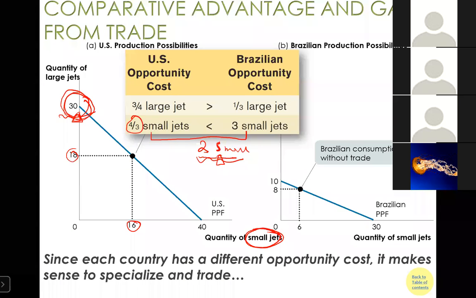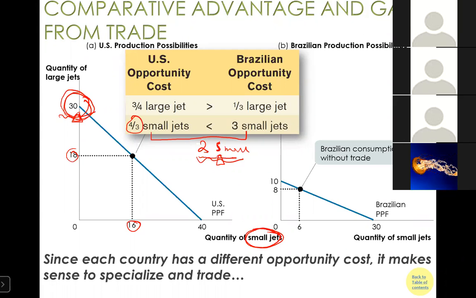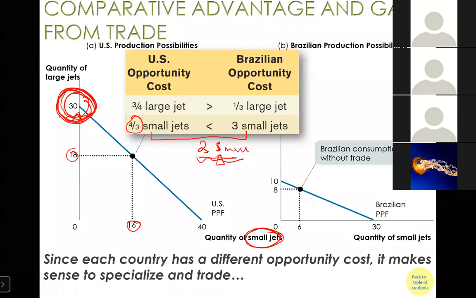Oh, I apologize. There was one student who was talking on the phone and interrupted our class, so I unmuted everyone. I apologize. So now it's back to our business. So where we are: there's a larger jet. Now the U.S. specialized in producing the larger jet, right?